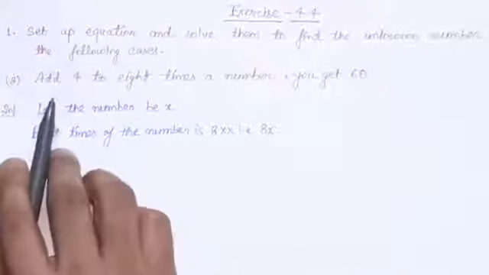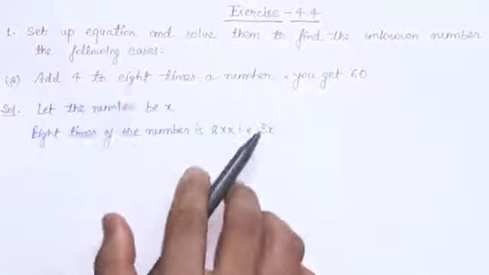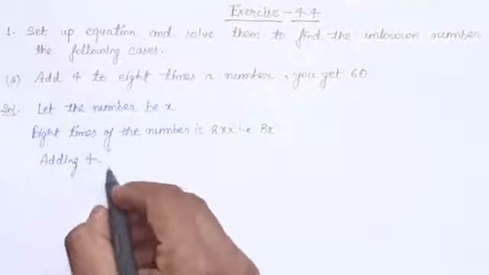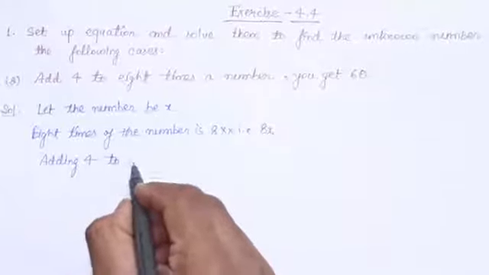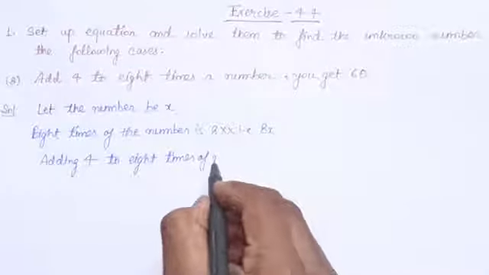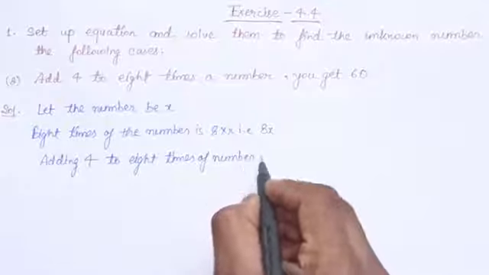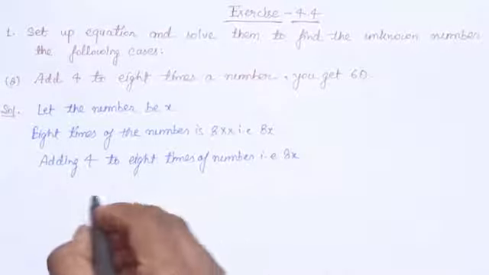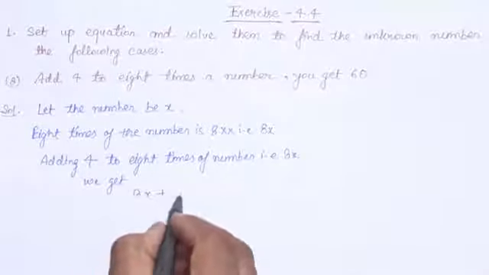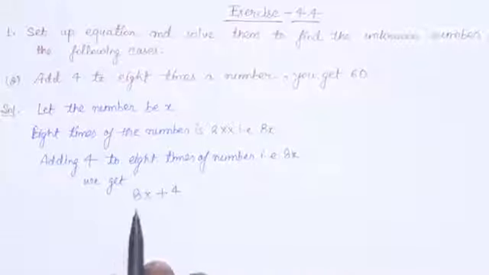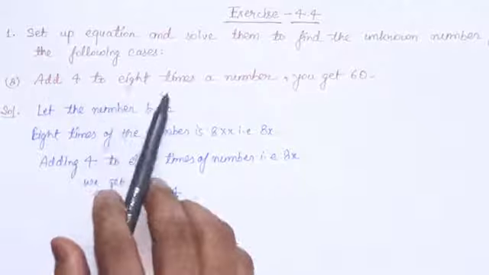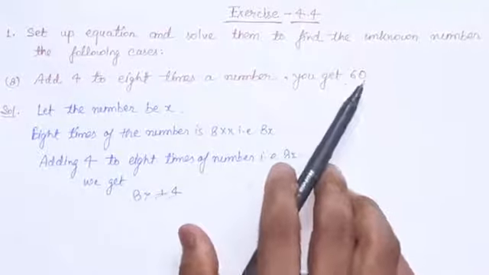Okay, now again we have to add 4 to 8 times of this number. So adding 4 to 8 times of number, that is 8x, then we get 8x plus 4. It means our number is 8x plus 4. But in this case, it is given that when we add 4 to 8 times of that number, then we will get a result of 60.